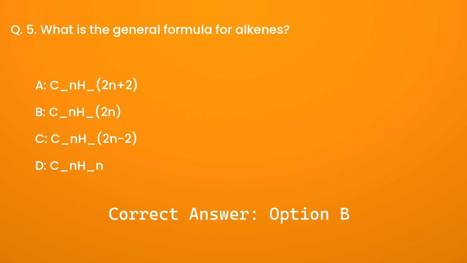The correct answer is option B, which is CnH2n. The general formula for alkenes is CnH2n, indicating they contain at least one double bond.